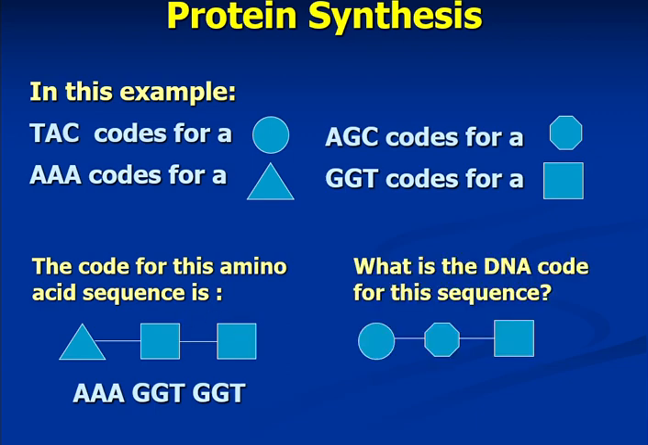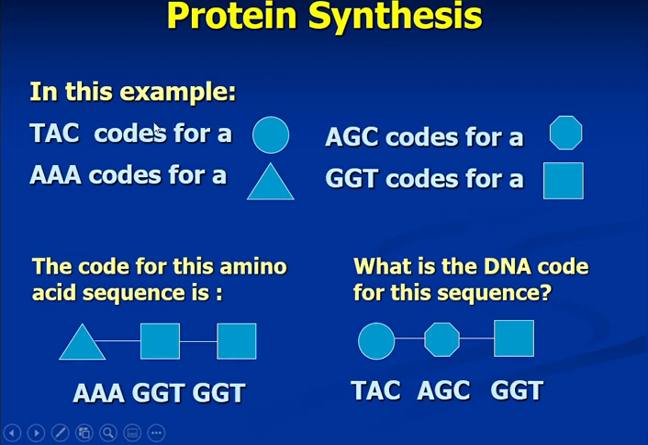Here's another example. What is this DNA code sequence going to be? Again, I can do the same thing. I can just read off where I'm looking from. It would be TAC for the circle. It would be AGC for the octagon. And it would be GGT for the square. So that really is protein synthesis made a little bit easy.